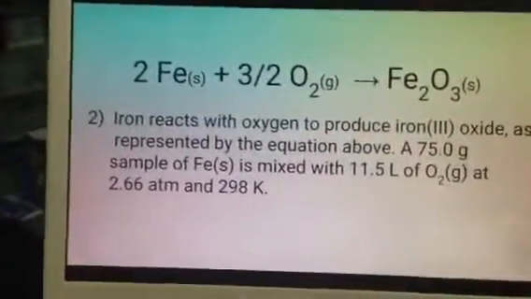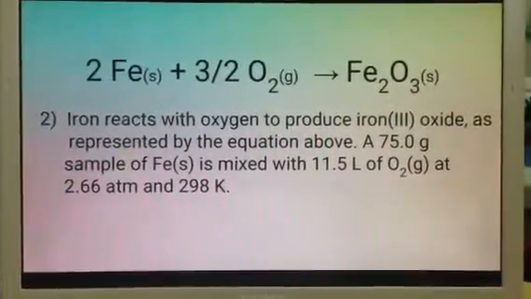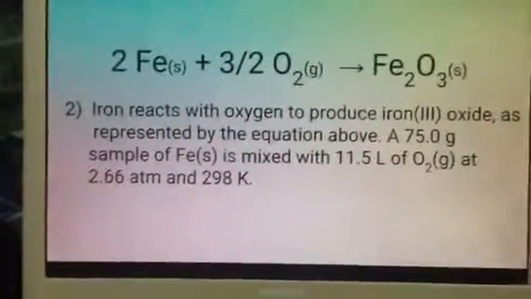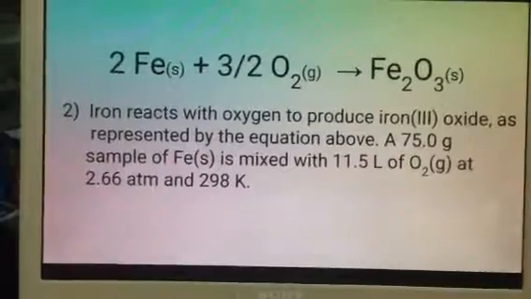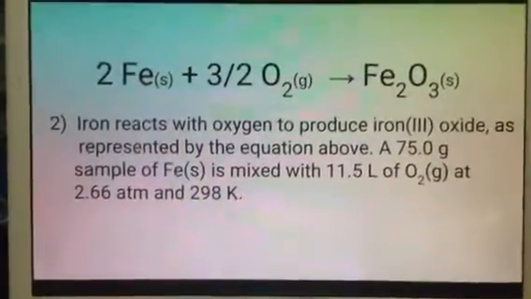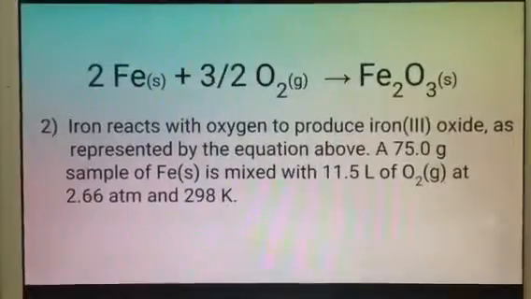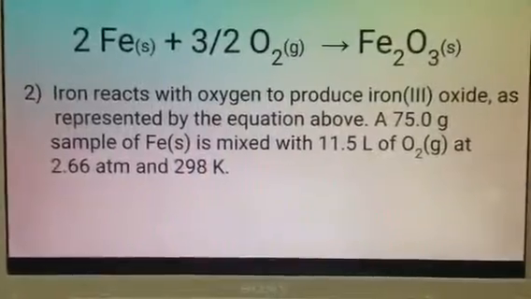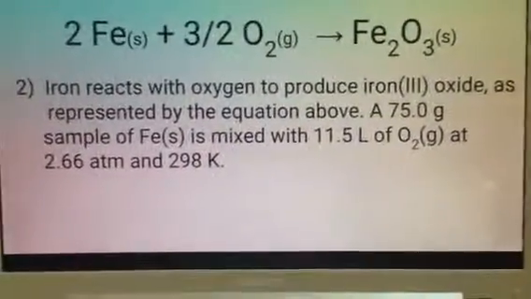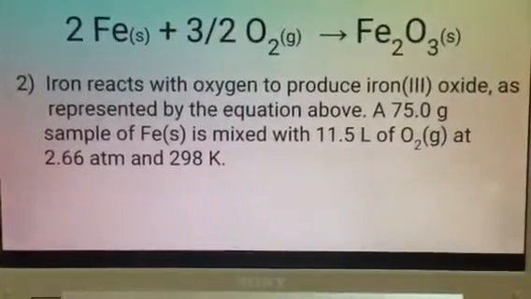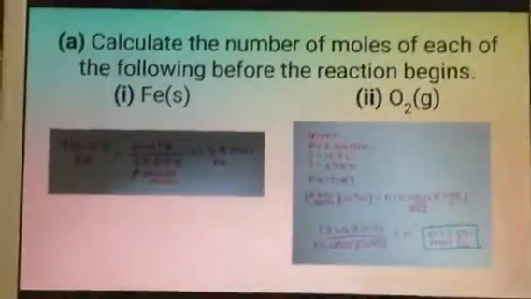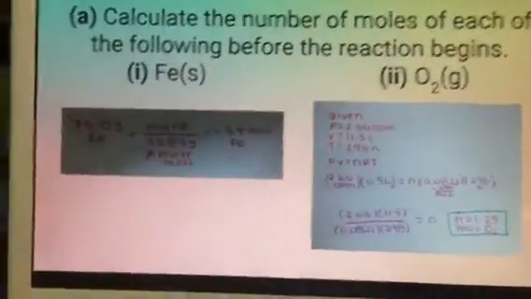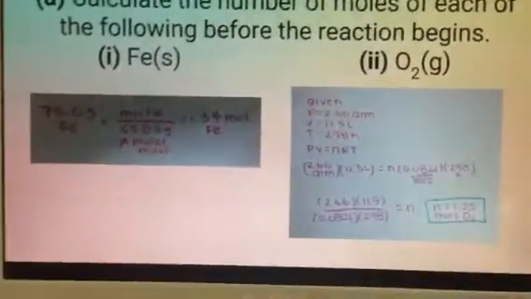The next question states iron reacts with oxygen to produce iron(III) oxide, as represented by the equation above, which is 2Fe plus 3/2 O2 yields Fe2O3. We're given that a 75 gram sample of iron is mixed with 11.5 liters of O2 at 2.66 atm and 295 kelvins. The first part asks us to calculate the number of moles of each of the following before the reaction begins. So we need to find the moles of iron and oxygen.